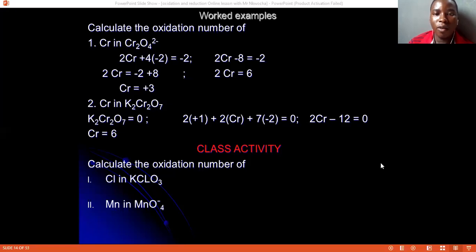Some people have already done the needful and they'll be able to calculate it. Okay, so now why do we have to calculate it? So that whenever we are given a redox reaction, we can be able to predict.